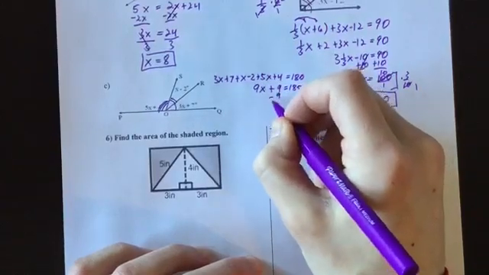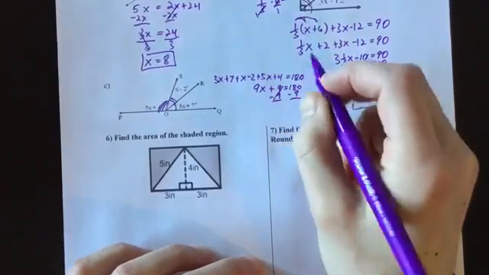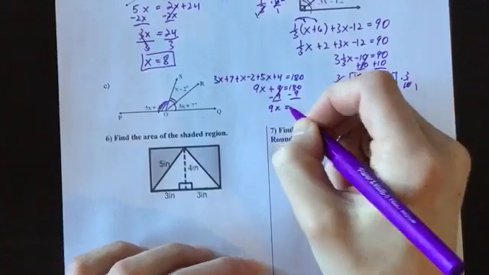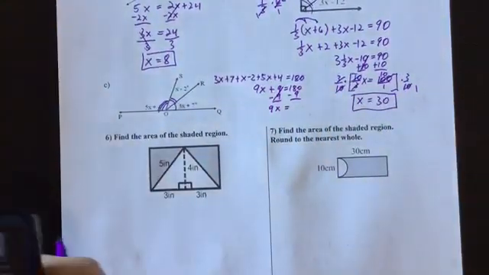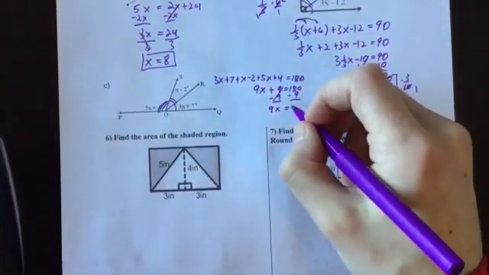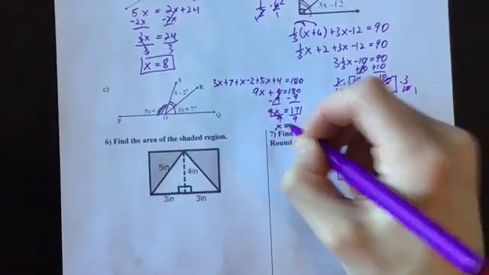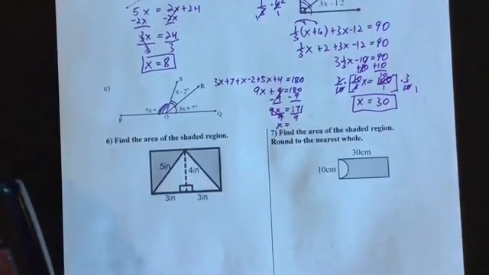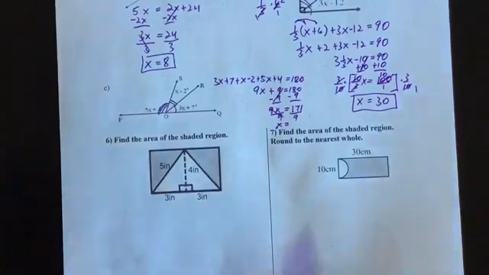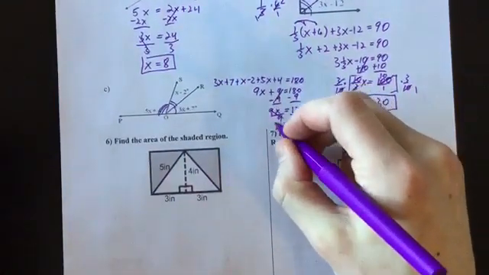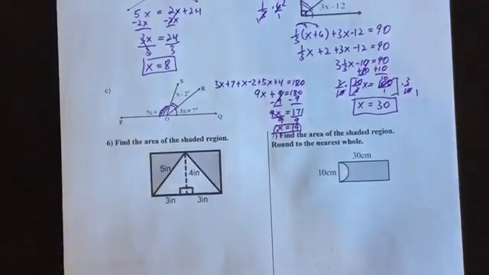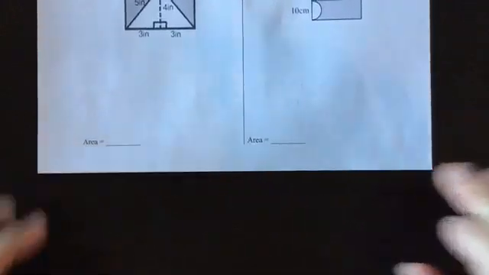Okay, so minus 9 minus 9. 9x equals 171. Divide by 9. X is equal to 19. Oh, I was a little worried there. I didn't think that one was going to work out so nice. So we get x equals 19. Okay. On to number 6.